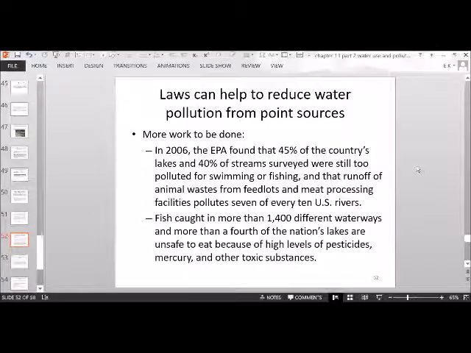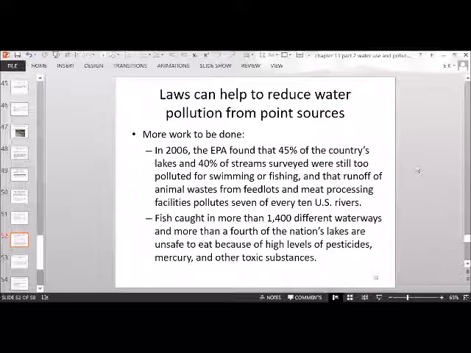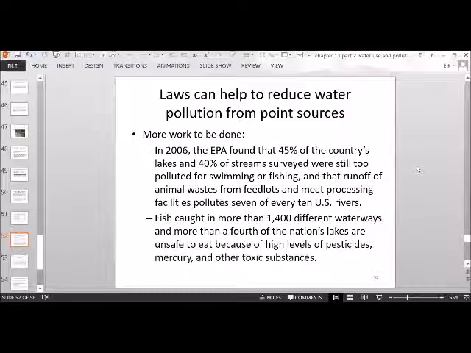More work can be done. So in 2006, the EPA found that 45% of the country's lakes and 40% of streams surveyed were still too polluted for swimming or fishing, and that runoff of animal waste from feedlots and meat processing facilities pollutes 7 of every 10 rivers in the US. Fish caught in more than 1,400 different waterways and more than a fourth of the nation's lakes are unsafe to eat because of high levels of pesticides, mercury, and other toxins.